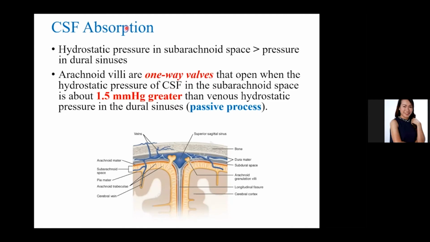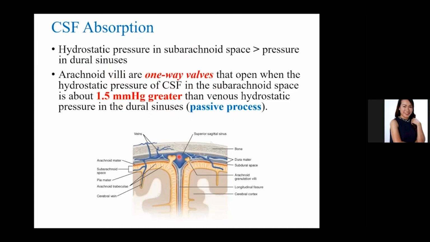So the hydrostatic pressure in the subarachnoid space is greater than the pressure in the dural sinuses. Meaning, if that is the case, this will facilitate absorption, because the pressure in the subarachnoid space is higher. The arachnoid villi, as we mentioned earlier, are one-way valves that open when the hydrostatic pressure of the CSF in the subarachnoid space is about 1.5 millimeter mercury higher than the venous hydrostatic pressure in the dural sinuses. So it's a passive process.